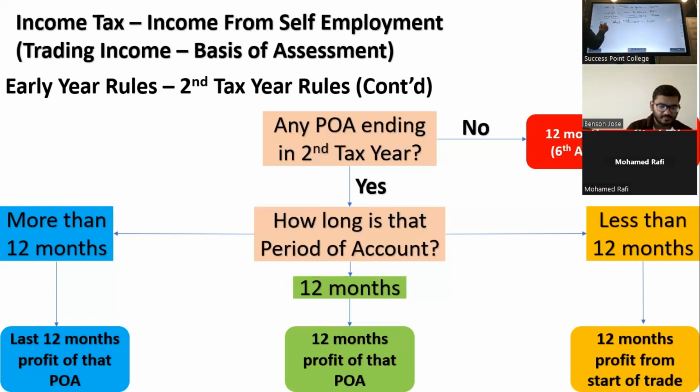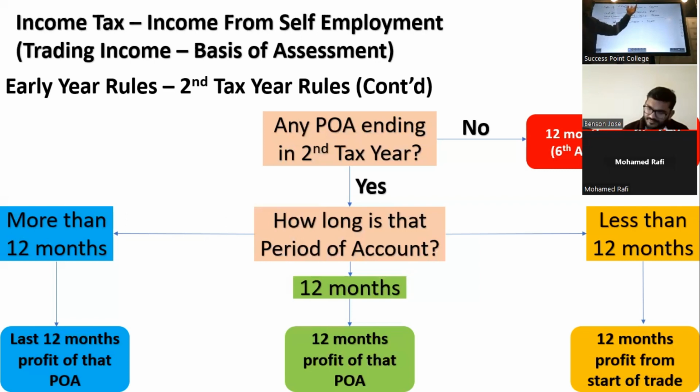So it means 20-21 would be my second tax year. I have to see, is there any period of account ending in the second tax year? When I say ending, go straight to the ending dates of all. The first one is September 20. September 20 falls in which tax year? Yes, 20-21. So the answer is yes, because I am asking whether there is any period ending in 20-21. So if yes, then I have to see how long this period is. This is for 15 months, which is more than 12 months.